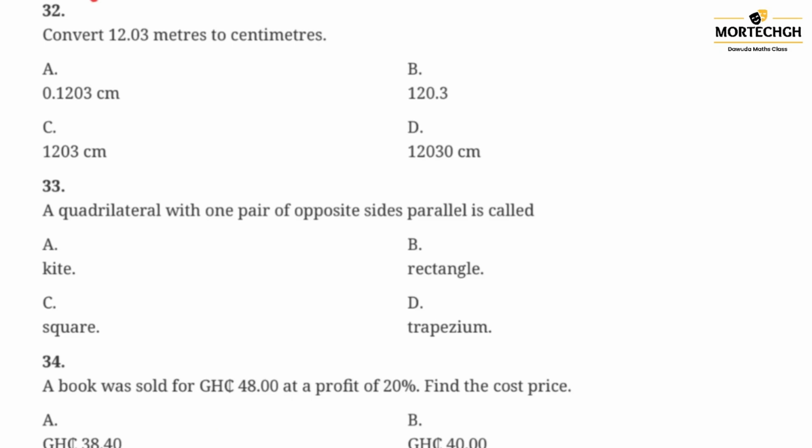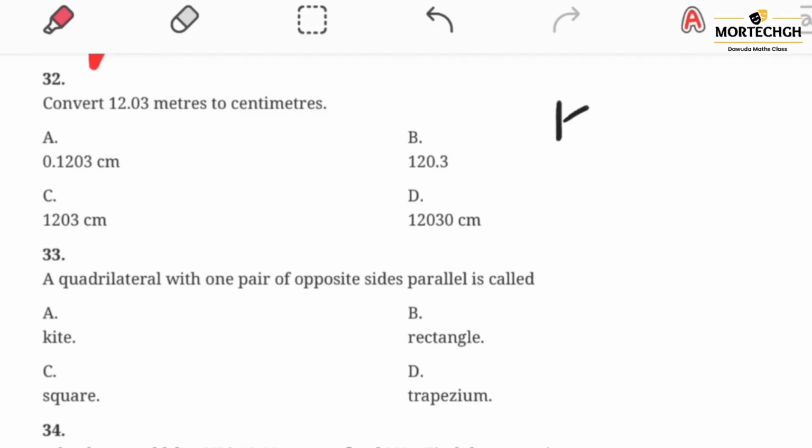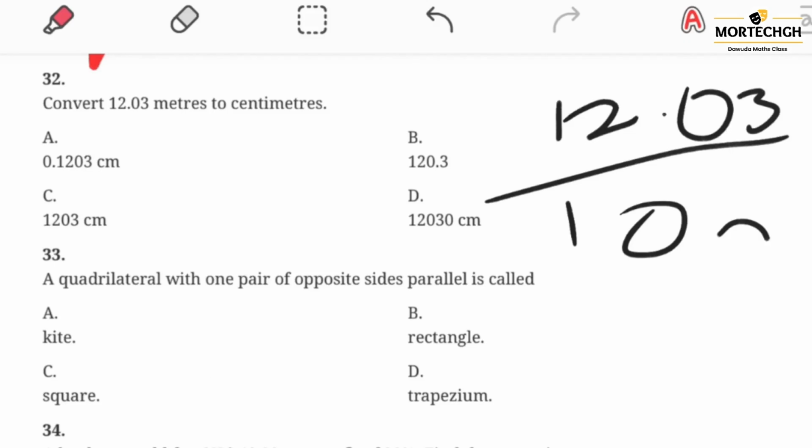Convert 12.03 meters to centimeters. To convert meters to centimeters, you just divide by 100. So we have 12.03 divided by 100, and 12.03 divided by 100 will give you 0.1203 in centimeters, which is A.